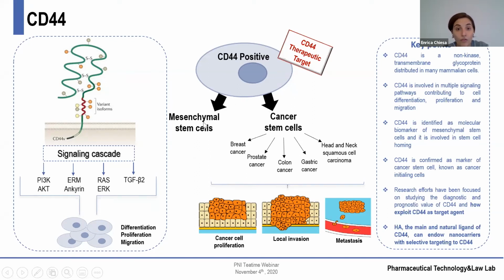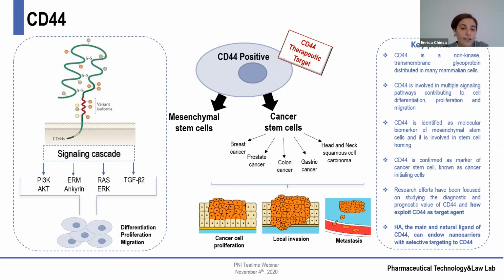CD44 is a molecular marker of mesenchymal stem cells, and it is involved in mesenchymal stem cell recruitment during tissue regeneration and development. Otherwise, CD44 has been correlated to different pathophysiologies. It is a marker for cancer cells, and its overexpression is confirmed in different types of solid tumor. In this case, CD44 is involved in cancer cell proliferation and metastasis. For all these reasons, research efforts have been focused on studying the prognostic and diagnostic value of CD44 and how to exploit it as a target.